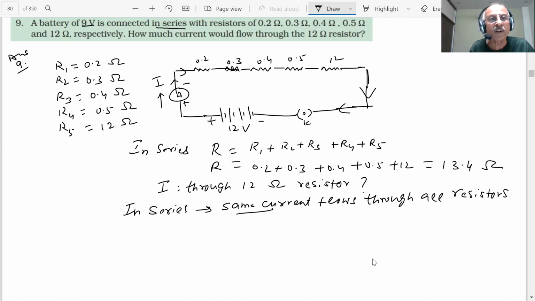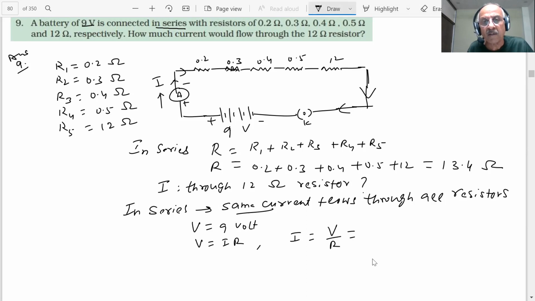Therefore, now what we can do, student? What is the value of V? How much is V, student? 9 volt. This is not 12 volt. We are given 9 volt, student. V is 9 volt. Then you will apply Ohm's law. What is the value of I coming, student? V by R, 9 volt. R is how much? 13.4 ohms. So what is the value of the current coming, student?